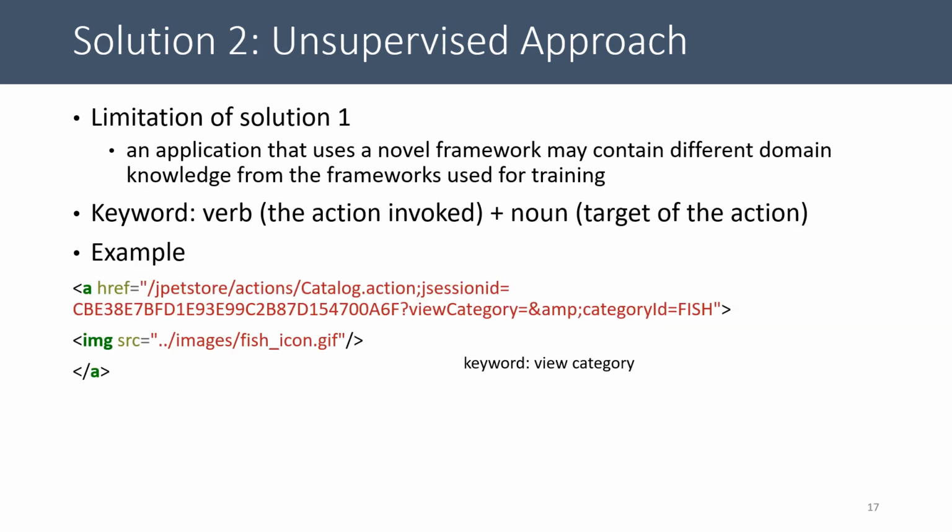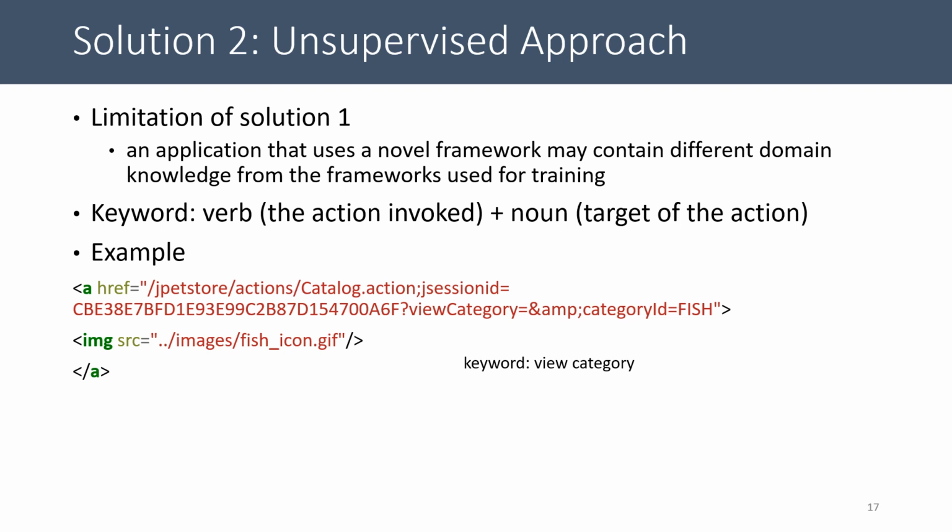However, the limitation of the first approach is that an application that uses a novel framework may contain different domain knowledge from the frameworks used for training, so that the trained attribute list does not apply to the new framework. So here we propose the unsupervised approach. This approach extracts keywords, the combination of verb and noun, that might represent an action invoked and the target of the action.